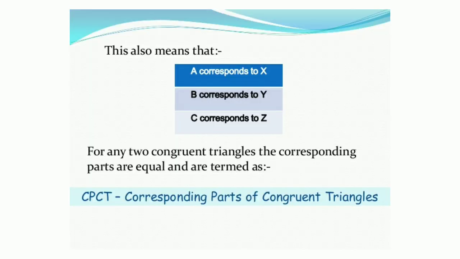So we need 6 pairs of measurements equal in two triangles so that the two triangles are congruent. Then we can say for any two congruent triangles, the corresponding parts are equal, and it is termed CPCT. CPCT means corresponding parts of congruent triangles. Very simply, we can say the angles opposite to equal sides are equal and sides opposite to equal angles are equal. This holds only in congruent triangles.